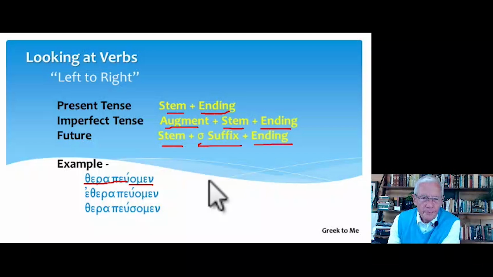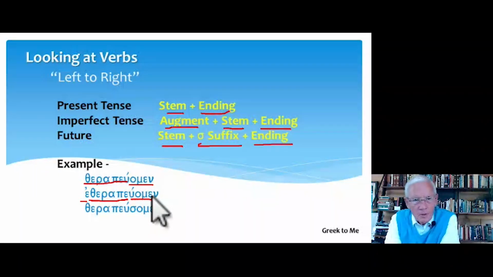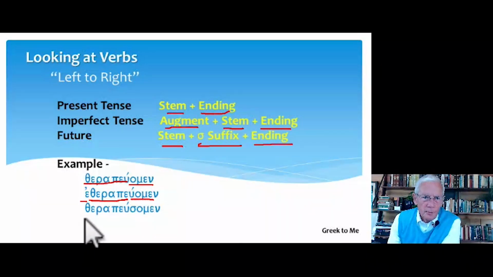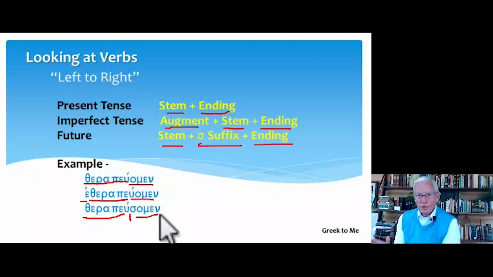We heal. The next example, we have our prefix to augment, we have our stem, and then we have our ending. Imperfect tense. Active, indicative, first person plural, we were healing. And then our third example, we have therapeu, there's our present stem, but then we have our sigma suffix, and then we have our ending. So that's a future. Future, active, indicative, first person plural, we shall heal.